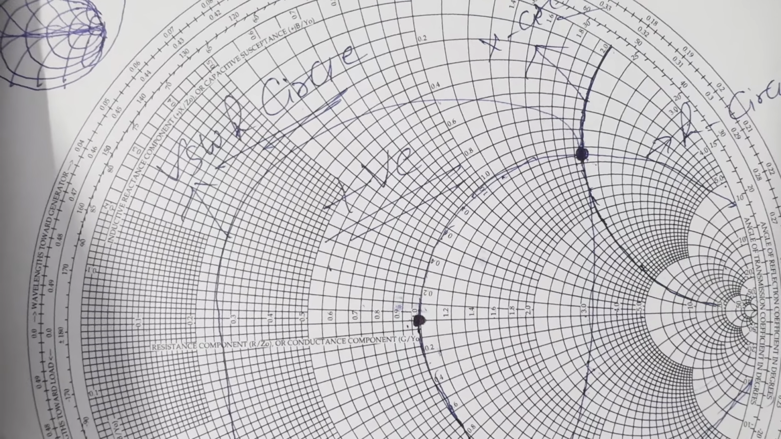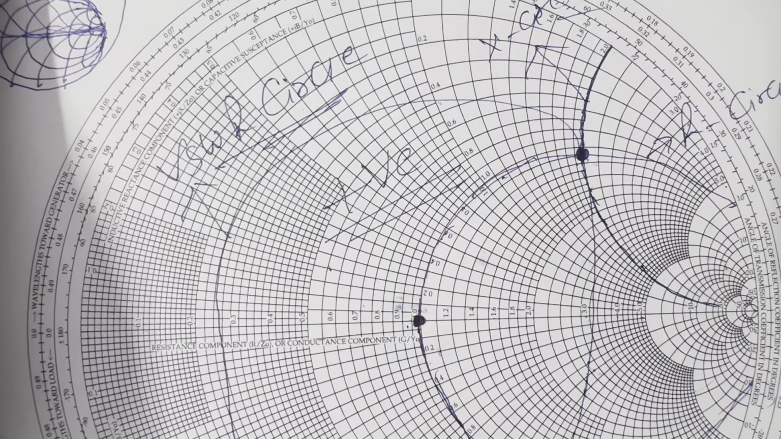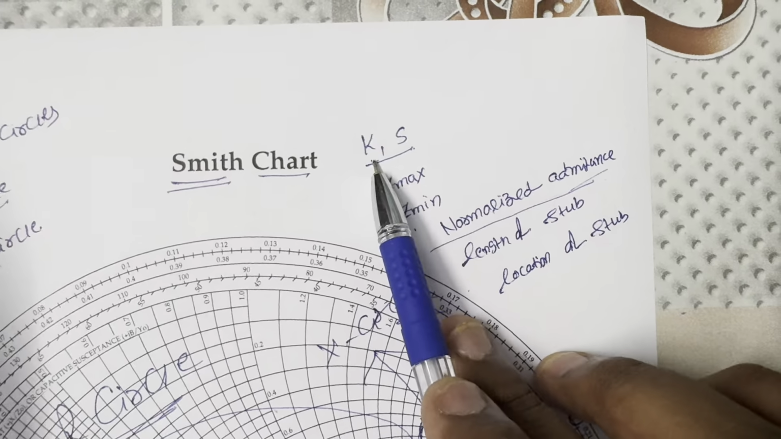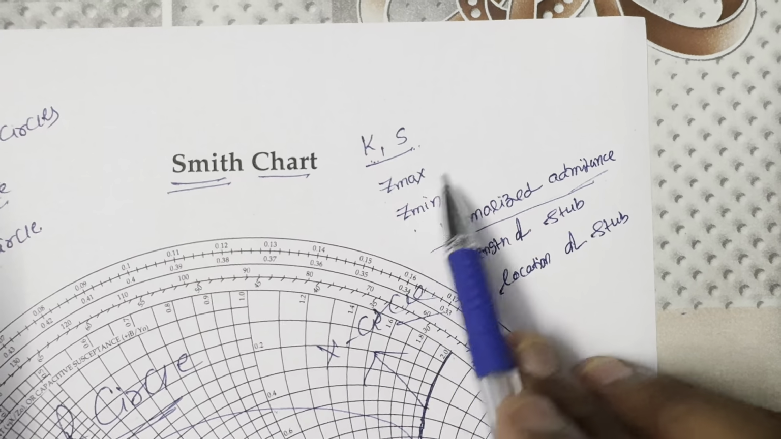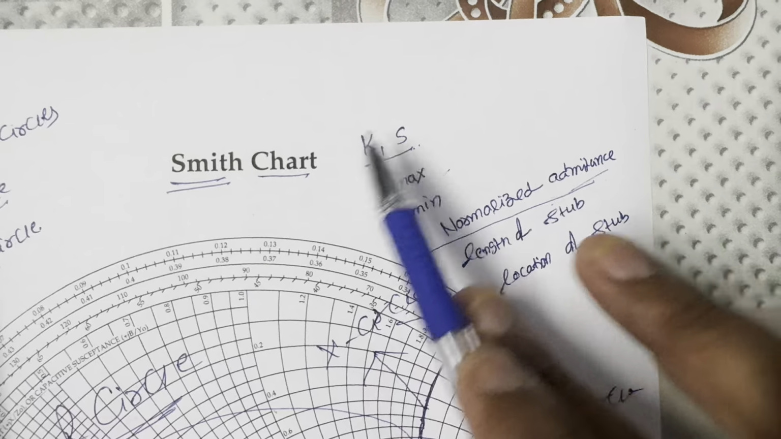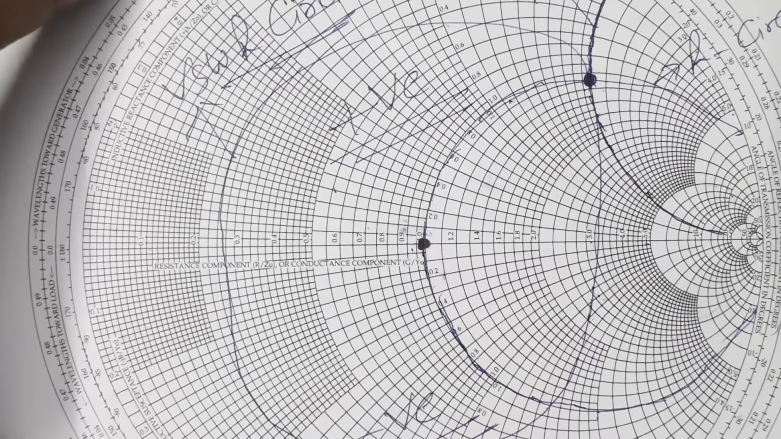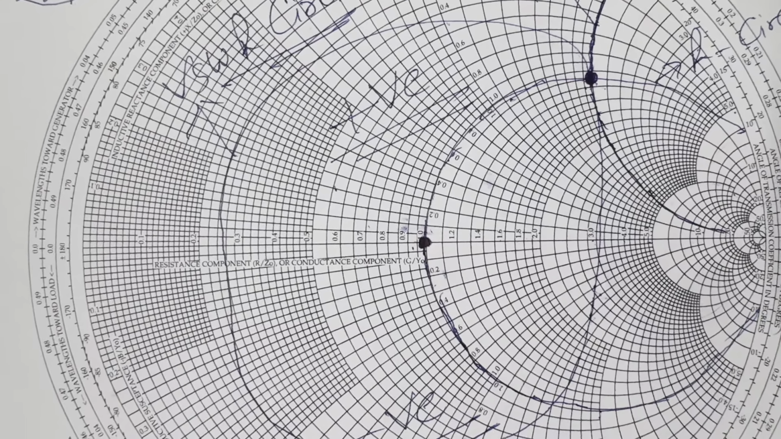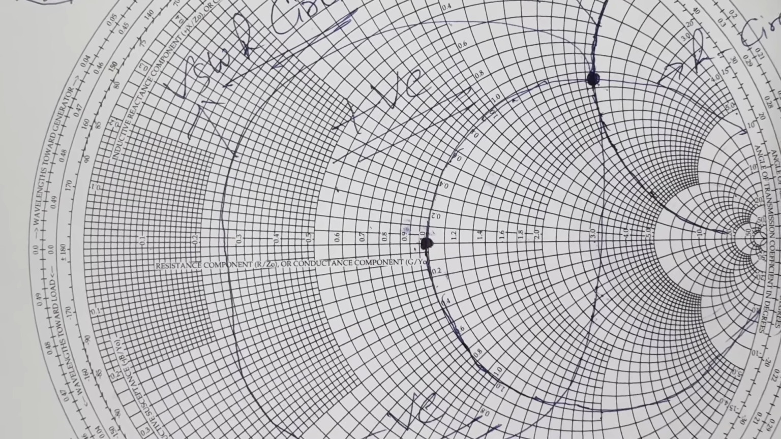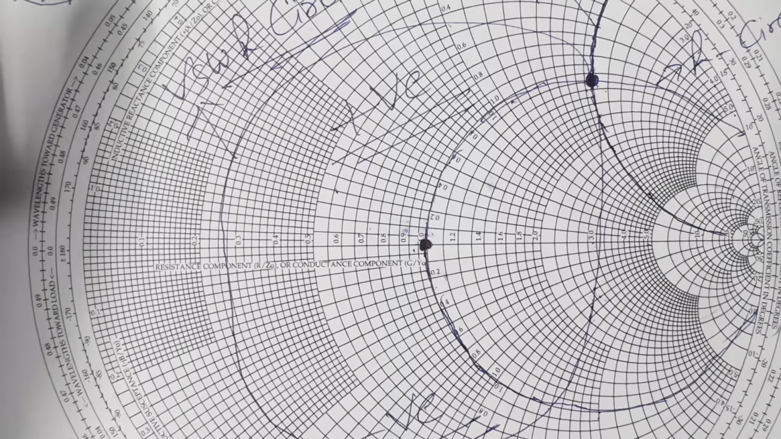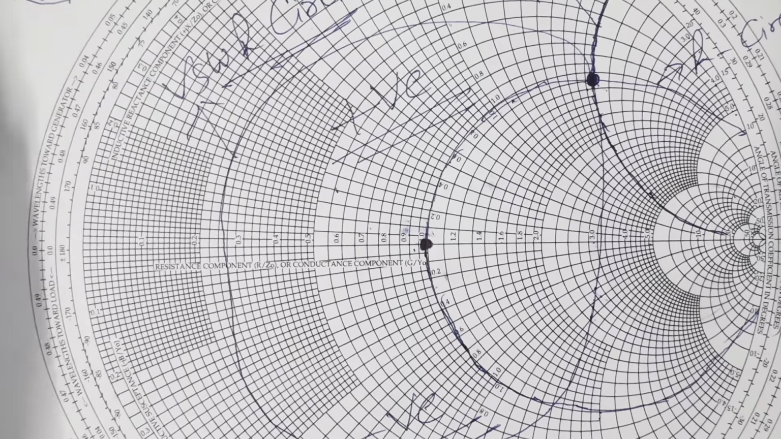Next, with this circle, we have to identify all the values. What we have discussed here is the reflection coefficient, VSWR, Z maximum, Z minimum, all the values, and normalized admittance. All the values have to be determined with the help of this circle. Okay, this is the VSWR circle drawn. And I will show you another example to find all those values.